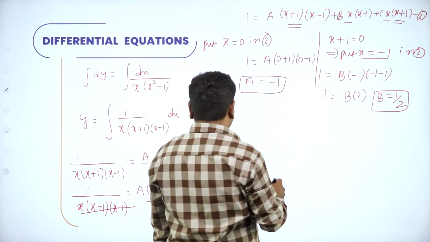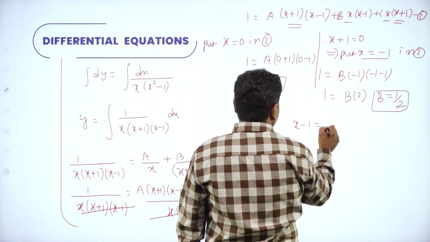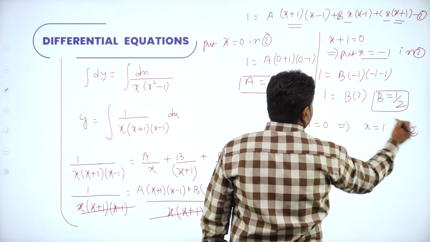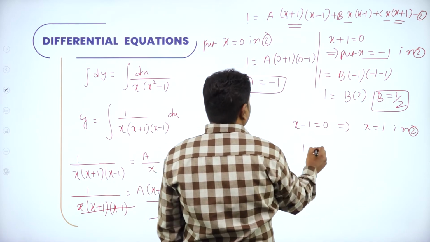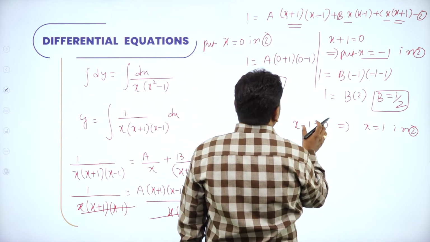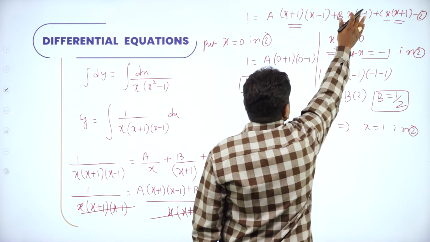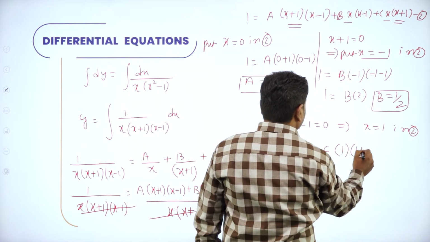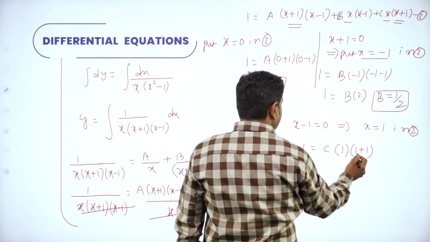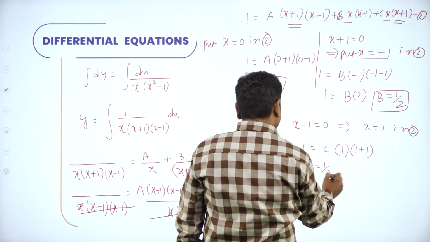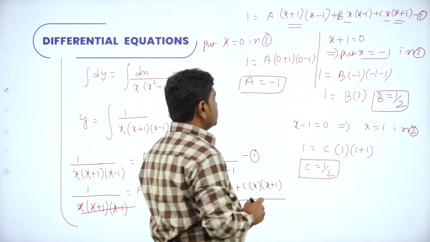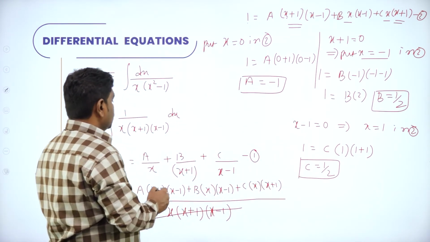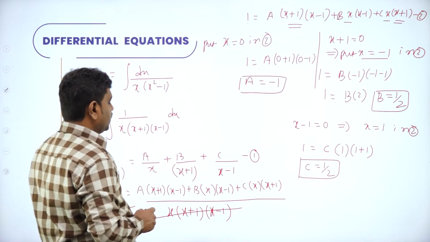Then third term, x minus 1 equated to 0. That implies x is equal to what? 1 in equation 2. So in the place of x, if you put 1, 1 is equal to, in the place of x, if you put 1, this whole term is 0, this whole term is 0, we'll get c. C into x, x is what? 1 into 1 plus 1. So we'll get c is equal to what? 1 plus 1 is 2, 2 ones are 2. So c is 1 by 2. You got a, b, c. What is a? Minus 1. What is b? Half. What is c? Half.